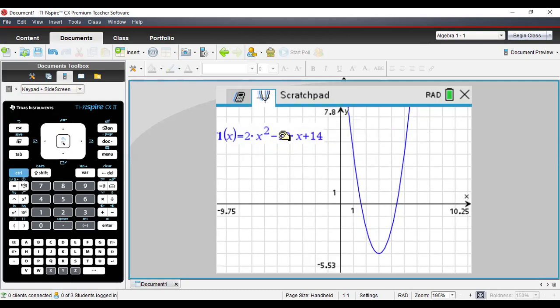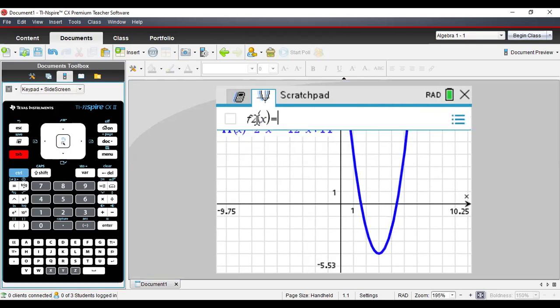Now I am going to enter the second function. I'm going to press tab again, and it says F2. So it says I need the second function. What you always want to do is try to make your calculator look exactly like the problem that you're dealing with. So this is a -2. Now, you need the absolute value symbol.